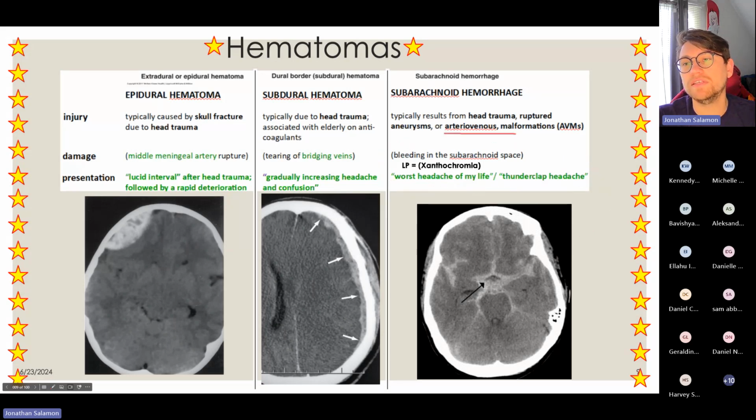Thunderclap headaches, either this will be stupid obvious in the stem, or they would talk about some disease that gives them a predisposition to AVMs, like HHT, also called Osler-Weber-Rendu syndrome, right? You're very aware of these, but usually it's going to be super obvious which one of these it is, and they're going to ask you where the damage is. Just straight up. That is usually the answer you're choosing. Will be middle meningeal, bridging veins, or ruptured aneurysms, right?